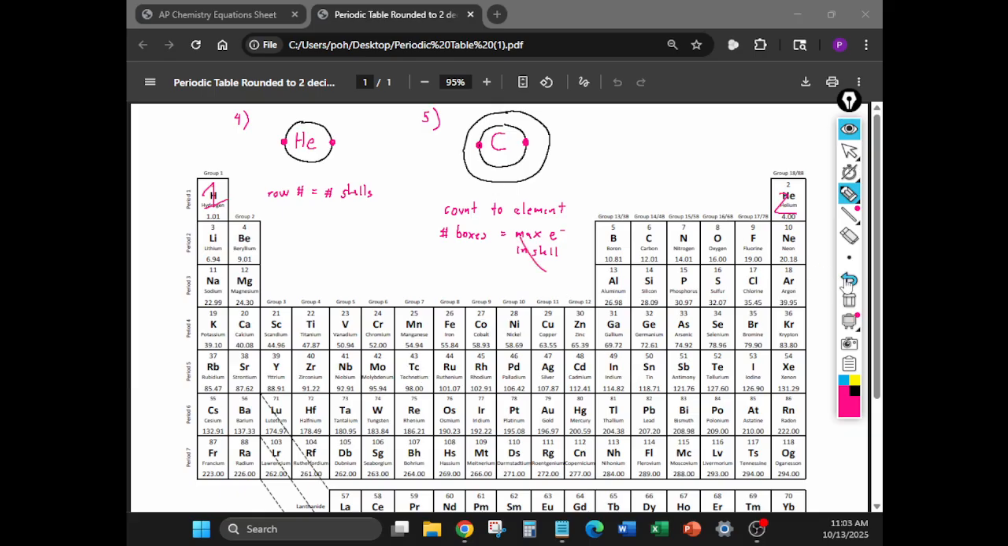Next thing we're going to do is we're going to count to carbon, right? And so if we look at the 2nd row, how many boxes till we get to carbon? 1, 2, 3, 4. So that means there's going to be 4 electrons in the second row. And if you notice, 2 plus 4 is 6. That's how many electrons carbon needs. Super simple. Yes. Correct. So second row can hold 8, but we don't have enough to fill it up. So yeah, we just stop at 4. Great question.